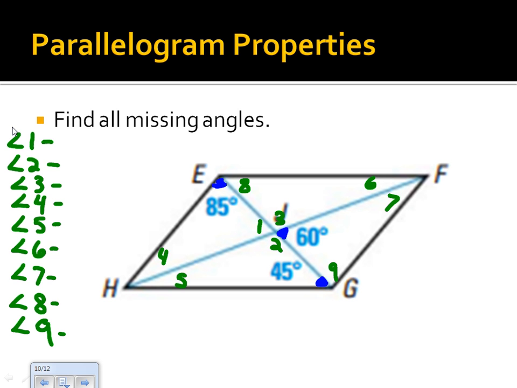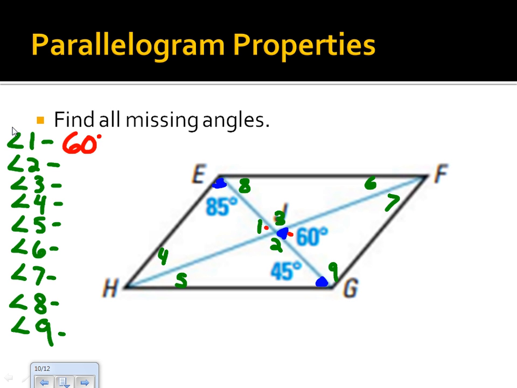All right, who has anything? Doesn't matter what number you want to go. It doesn't matter. Julio? Number 1 is what? 60 degrees. How do you know? What's that called if they're across from each other? Vertical angles. So see the X here in the middle? We know that these two are across from each other, so therefore they have to be vertical angles.